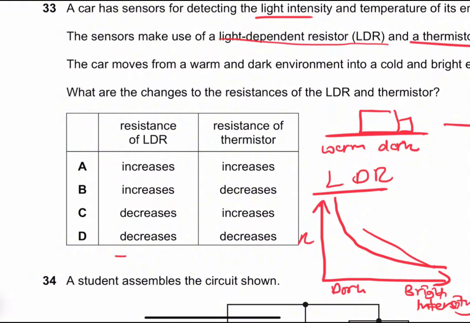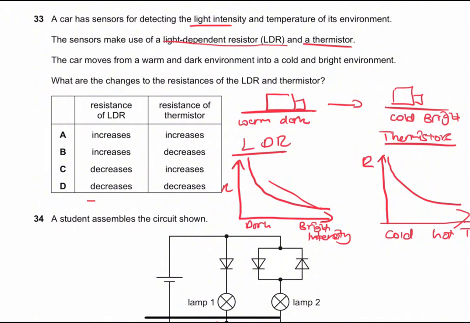Okay, so what then happens is that as we move from a dark environment to a bright environment, we are in this environment which is dark, and we're going to a bright environment. Okay, so it's from dark environment to bright environment. Sorry, the resistance actually decreases. Very sorry. So as we go from a dark environment to a bright environment, the resistance of the LDR decreases. So A and B are wrong.